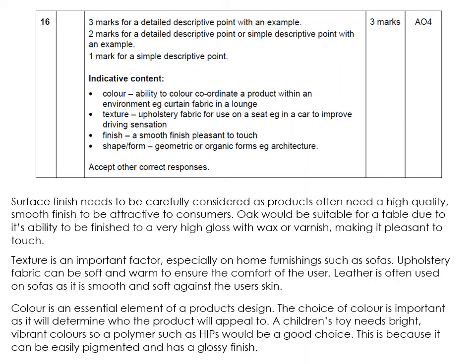And the last one: colour is an essential element of a product's design. The choice of colour is important as it will determine who the product will appeal to. A children's toy needs bright, vibrant colours, so a polymer such as HIPS would be a good choice. If you've watched the polymer video, you'll remember that HIPS is a good choice for kids' products. It's high impact, which is good for any drops, but also you can get nice bright colours, and it can be easily pigmented and has a glossy finish.